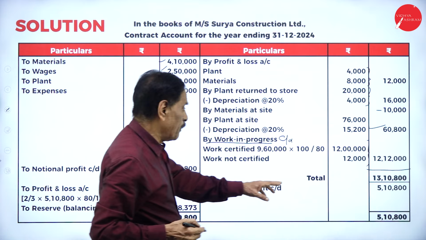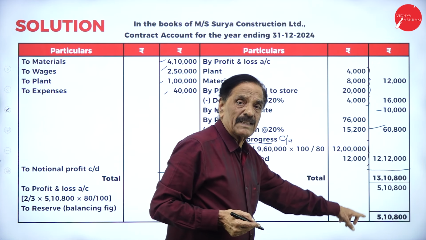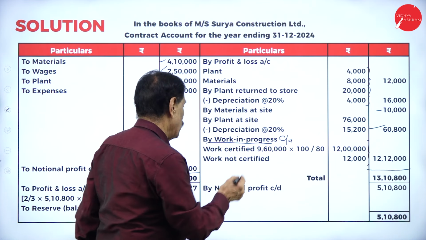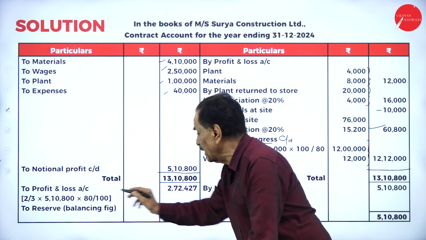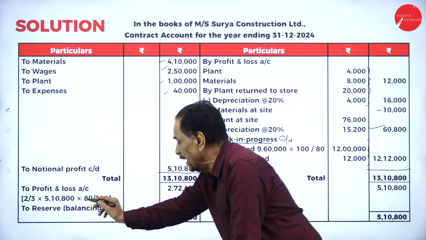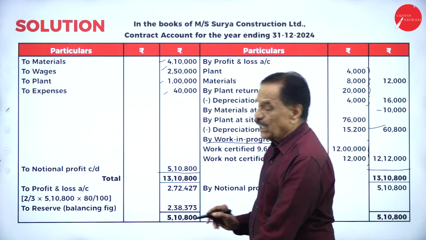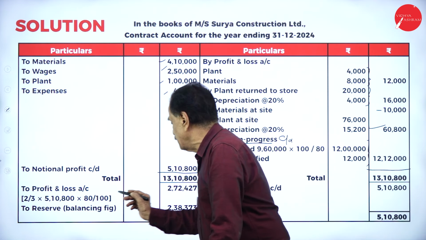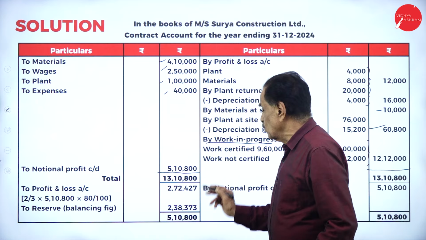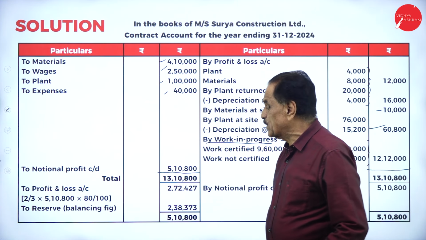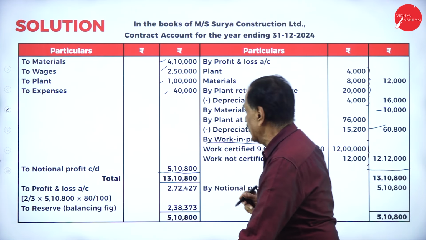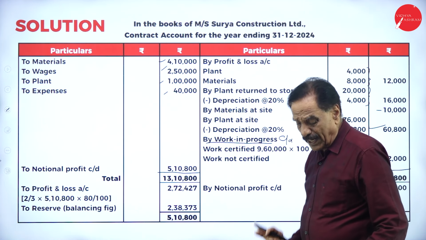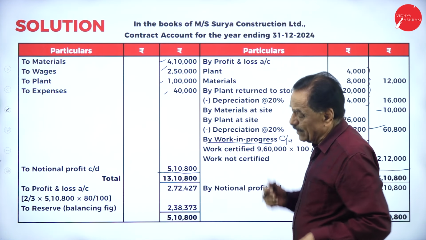So what is the total profit? 5,10,800. Out of 5,10,800, we keep the profit that goes to the profit and loss account: 5,10,800 into 2 divided by 3 into 80 by 100. It works out to 2,72,427. The balance available, the reserve, is 2,38,373. So this goes to the balance sheet now.